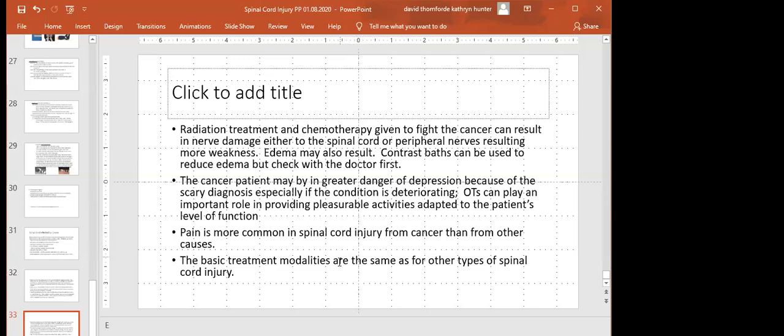The other thing, two things to mention, is that pain is more common in cancer than from other causes of spinal cord injury. There's not so much pain. Spasticity can cause pain, but other than that, the spinal cord injury doesn't cause pain as such, whereas it often does with cancer. But other than that, the basic treatment modalities are the same as with other types of spinal cord injury.